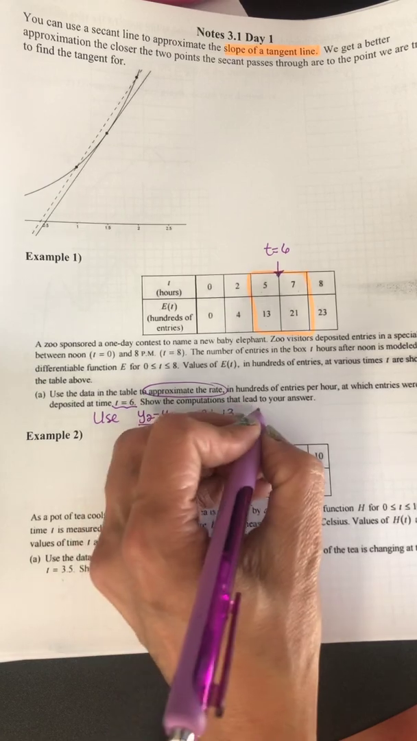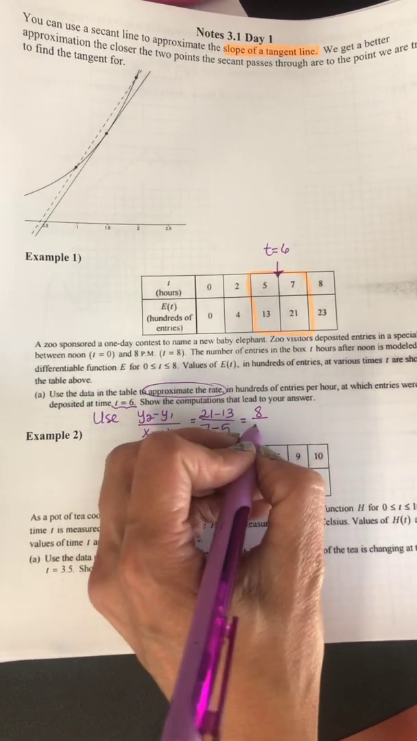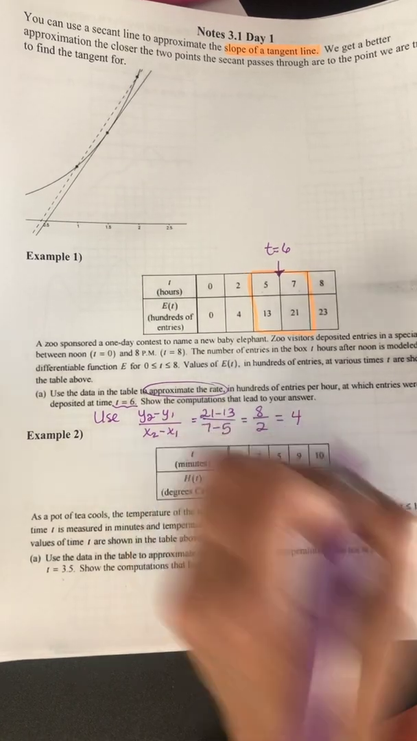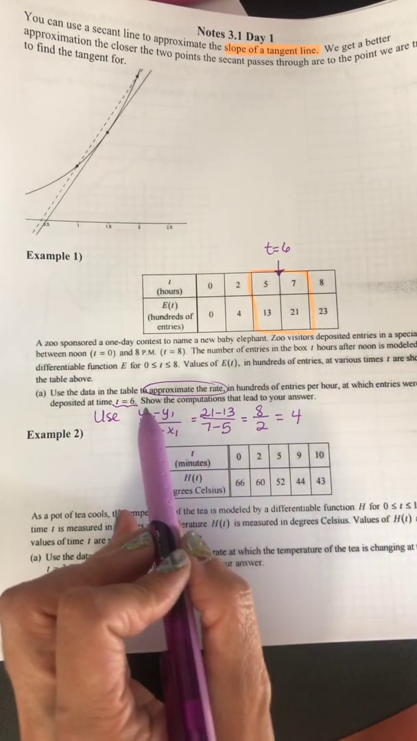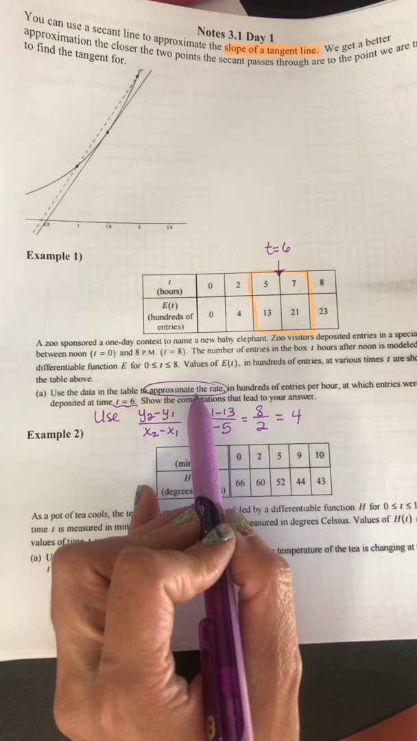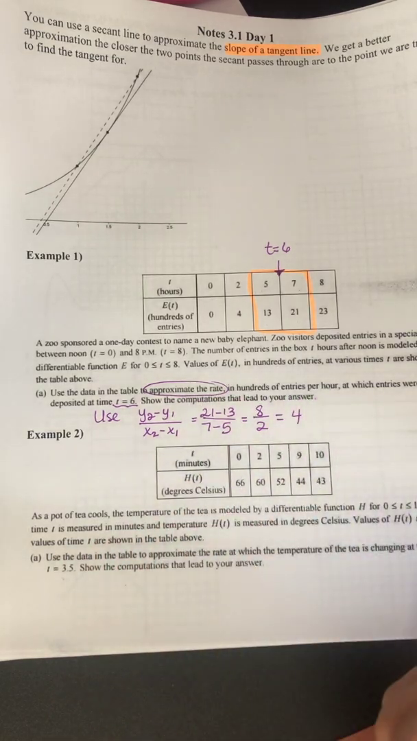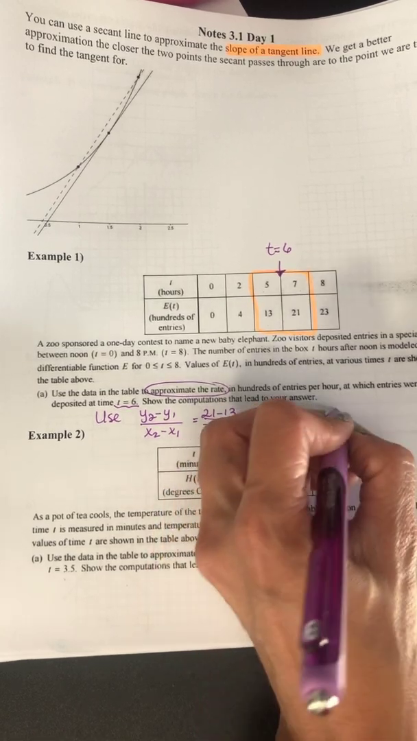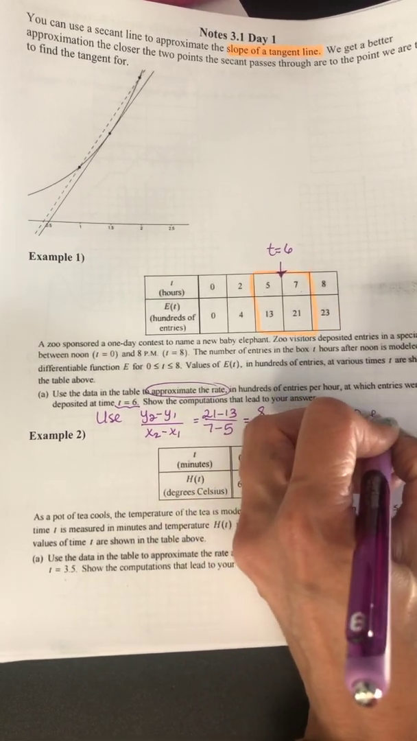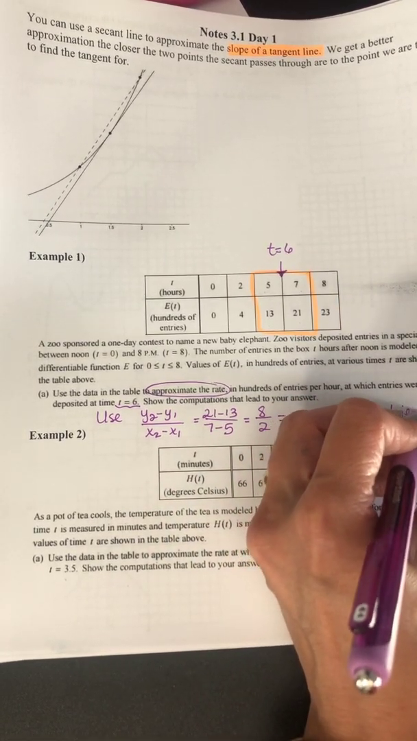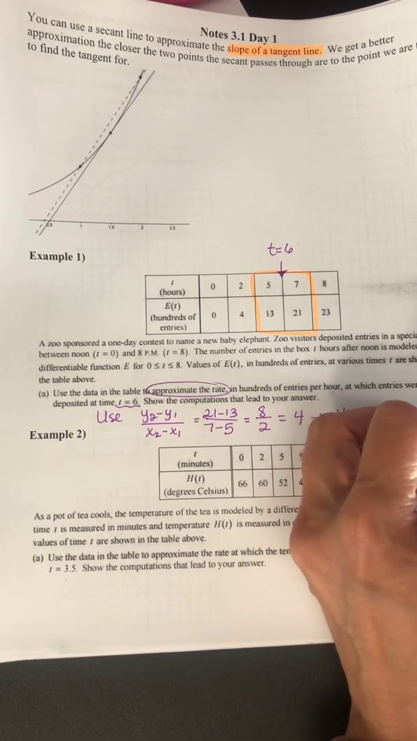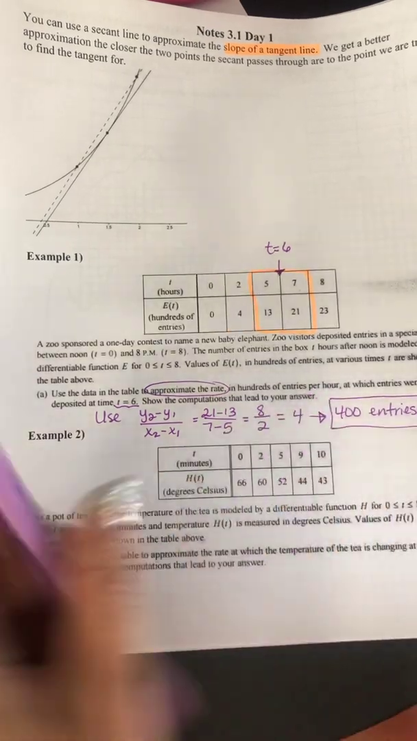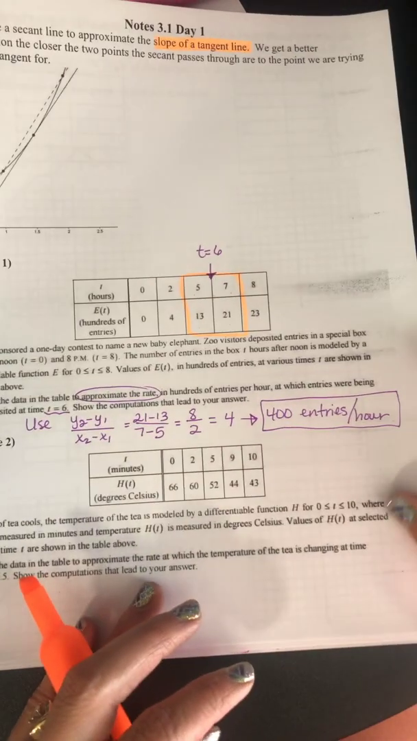21 minus 13 is 8. 7 minus 5 is 2. 8 divided by 2 is 4. So remember, we had to approximate the rate in hundreds of entries per hour. So if this is 4, that means that there were 400 entries per hour. And that's the answer. Oops, guys can't see.